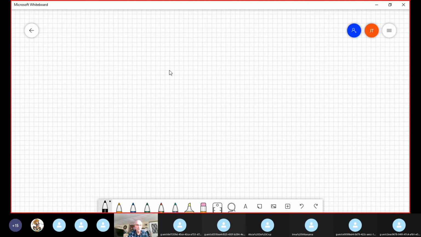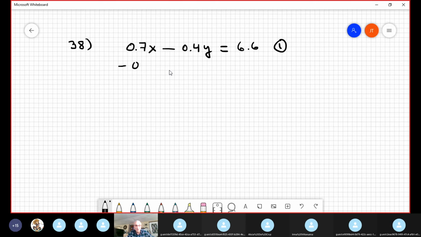Example 38 brings me a new complication. The new complication is the decimal. But I don't care. This is my equation 1 using decimal. Minus 0.3x plus 0.1y equal negative 2.9. Equation 2. This is my system in example 38.